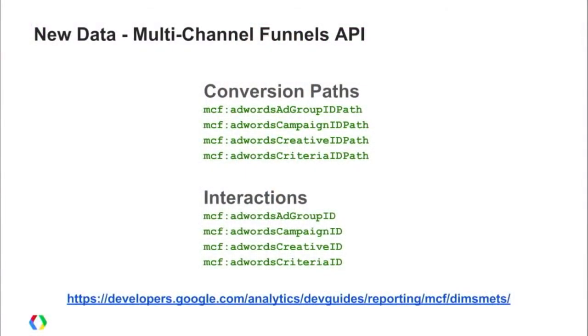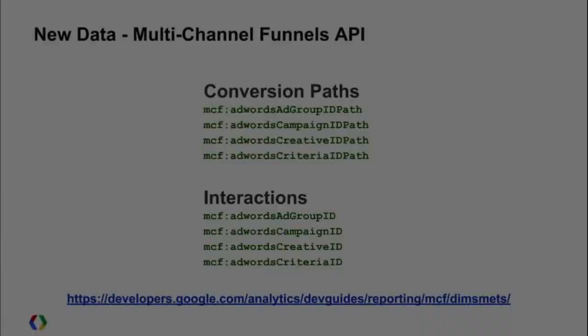So the first thing is multi-channel funnels. We added some additional data around AdWords, conversion paths, and interactions. So this is more around the IDs. We already had pathing and interactions for AdWords, things like ad group and campaign, but this allows you to query for IDs now that are associated with those specific dimensions. It's pretty straightforward. You can go and look at the reference doc for the multi-channel funnel and see this new data in there and get some descriptions for these particular dimensions.